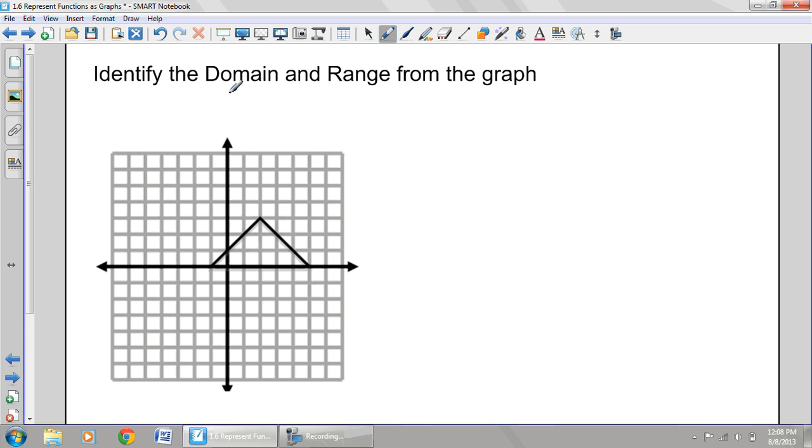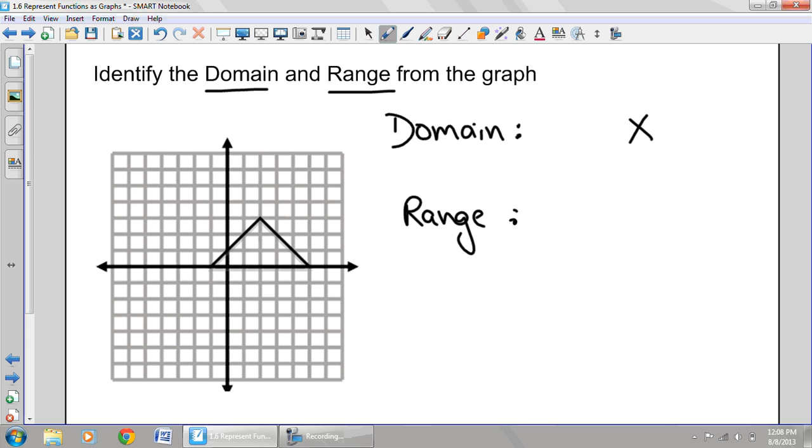This question is a little thinking question. It's asking you to identify the domain and the range from the graph. And the easy way to look at the domain is actually all the x values. So I'm going to write the domain as the x values. And I'm going to write my range as all my answers, which is the y values. If you take this graph, this is my x and this is my y. To find the domain, I am going to look at from here to here.